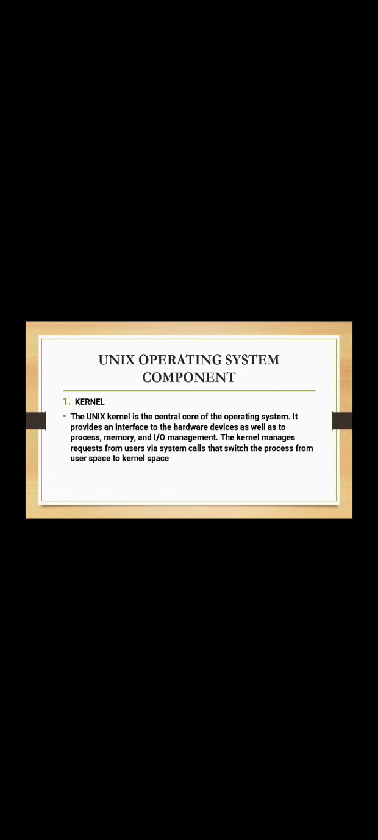The first one is the kernel. The Unix kernel is the center core of the operating system. It provides an interface to the hardware device as well as to the process, memory, and input-output management. The kernel manages requests from users via system calls that switch the process from user space to kernel space. Some of the functions of the kernel are that it communicates directly with the hardware, it manages system memory, and it handles the file store and communication in response to system calls also.